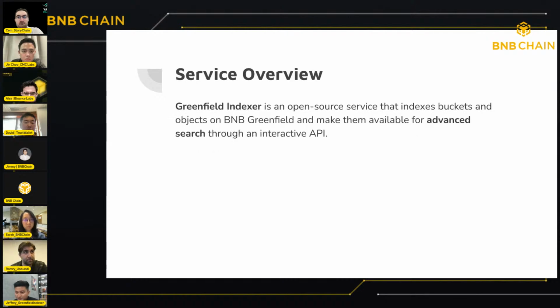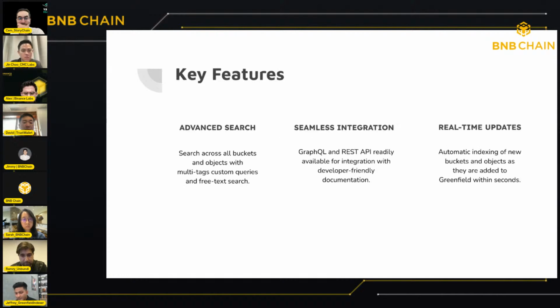So today I introduce Greenfield Indexer, an open source service that indexes all the buckets and objects on BNB Greenfield and makes it available for queries through an interactive API. I'd like to highlight 3 key features here. The first is an advanced search capability, which allows multi-text and custom queries, as well as free text search across all buckets and objects. Next, we enable seamless integration through readily available GraphQL and REST APIs, both backed by developer-friendly documentation. And finally, real-time indexing, where new blocks are automatically indexed to reflect the latest data.